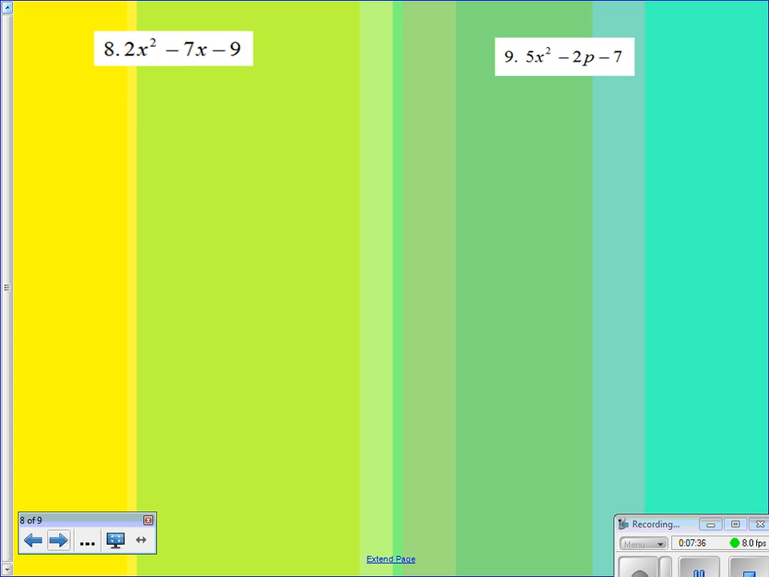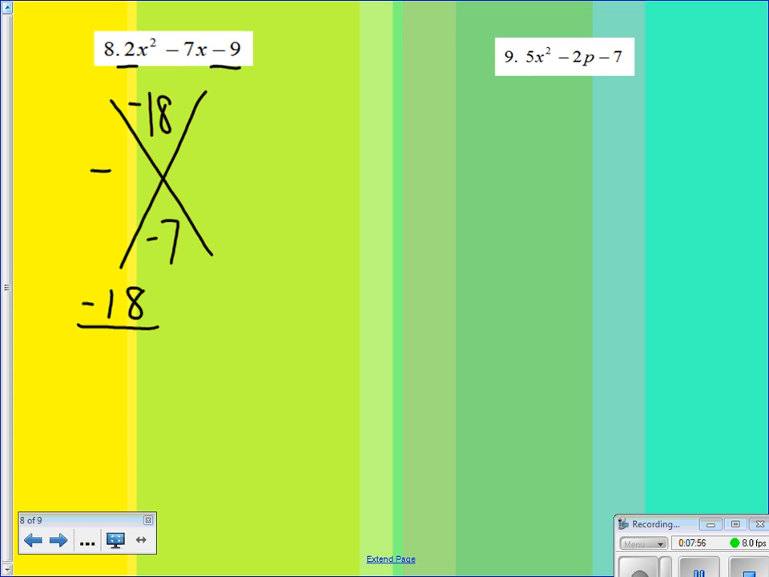So let's take a look at number 8. Set up our X. So for the product, we're going to take negative 9 times 2, which is negative 18. For our sum, our B term, we have negative 7. So now I want to write out factors of negative 18. So again, negative product means I have one of each sign. My sum is negative, so I'm going to want to have my bigger number be negative. But in case you don't remember that, you can still write out the factors this way.